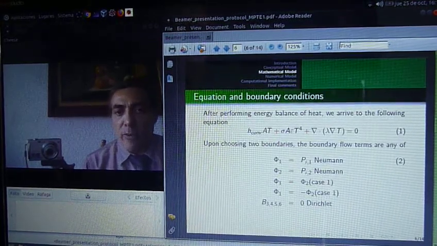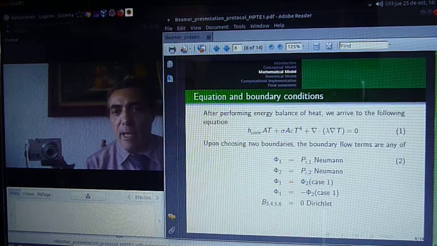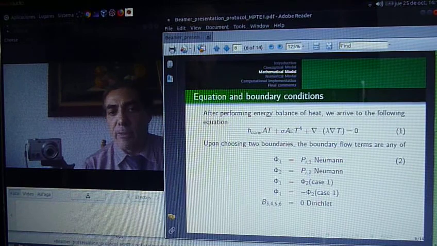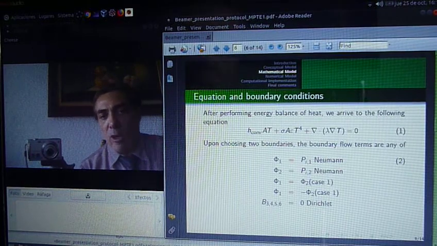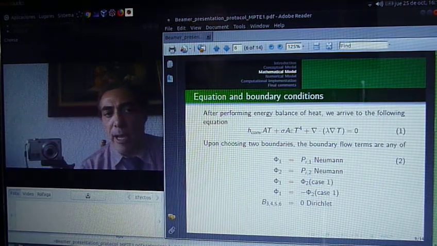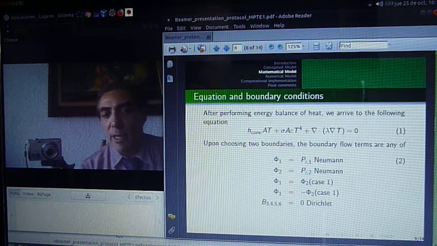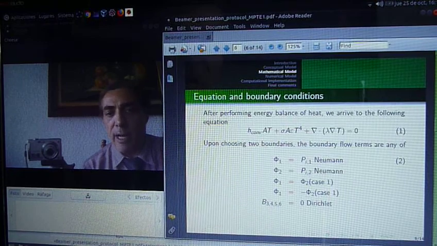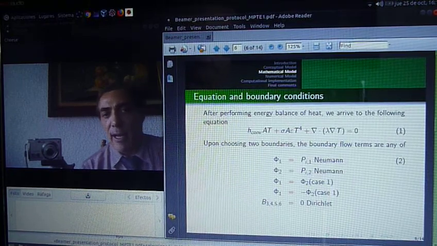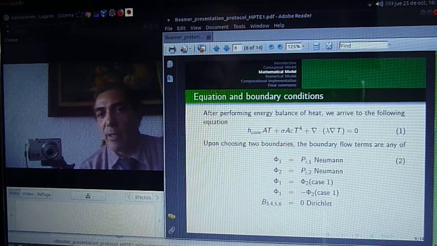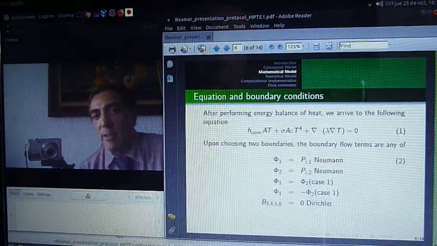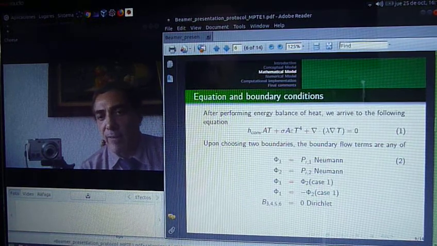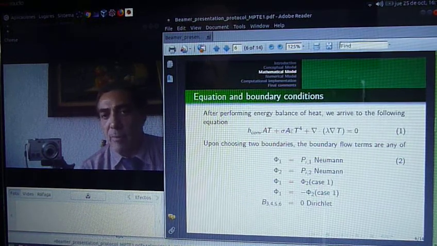The equation and boundary conditions obtained after the energy balance are these equations, in which we have, in terms of temperature, the convection term, which depends on the area and the convection parameter; the radiation term, which is the fourth power of temperature, a function of temperature and emissivity, the area, and the radiation parameter; and lastly, the Fourier equation for the conduction, in which we have lambda, which is the parameter of conduction.